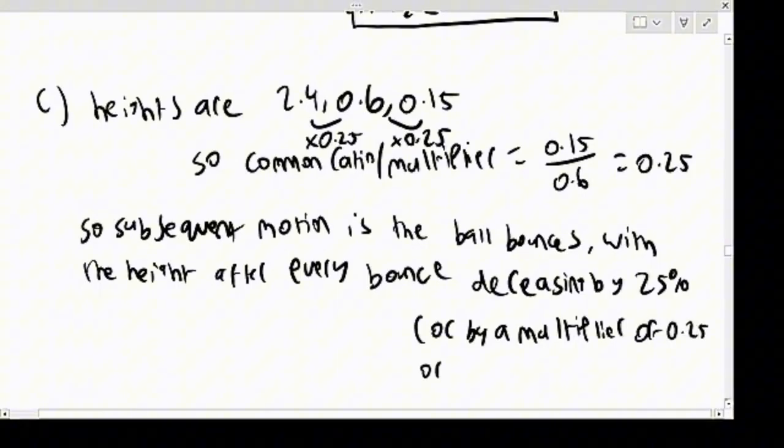Or you could even say it decreases by a quarter in this particular case, because that's what 25% is. So that's what they're looking for. Mainly, when you're describing the motion, they want you to look for the height decrease, so how much it's going down by each time: 25%, or 0.25 as a multiple. So hopefully that's helped, and I'll see you next time.